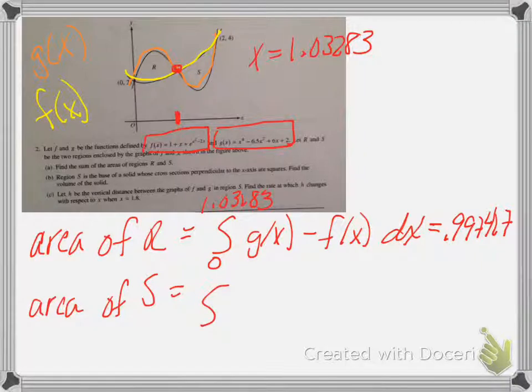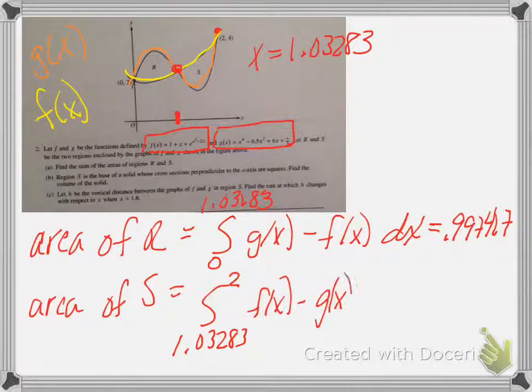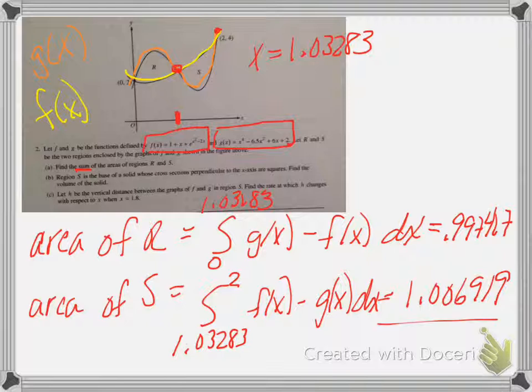So the area of S is going from that 1.03283, and it stops over here, which is 2. They gave you that. And this time it's the opposite. So the yellow is on top, so it's the integral of f of x minus g of x dx. Put that in your calculator and you get 1.03283 to 2.06919. So we're supposed to find the sum of the areas. So you take those two areas and add them, and you get 2.004.